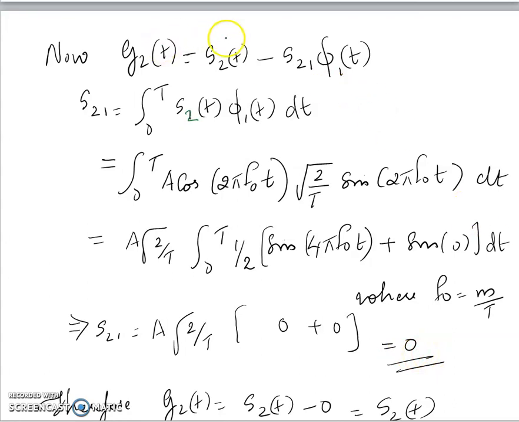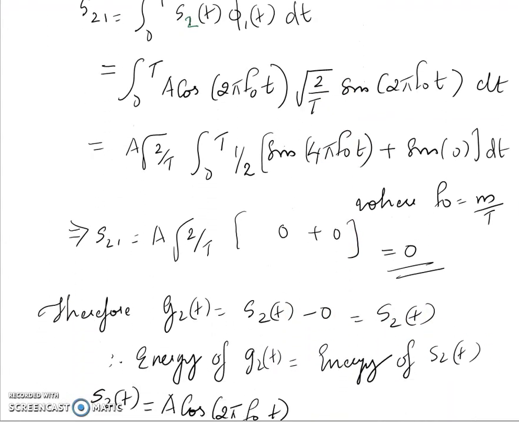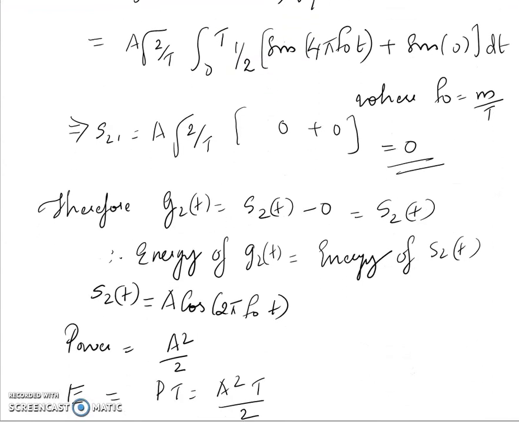Now we can substitute for S21 here. So what will be g2(t)? g2(t) will be equal to s2(t) minus 0, or will be equal to s2(t) itself. Now we have the second intermediate function. Now how to find out the second basis function?